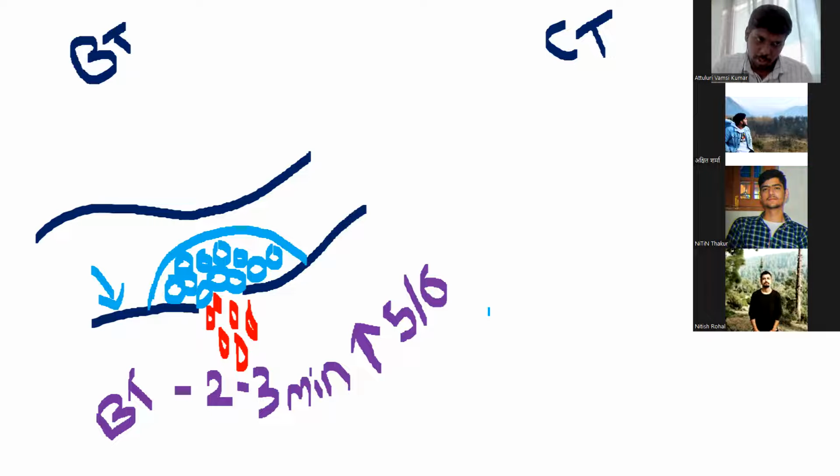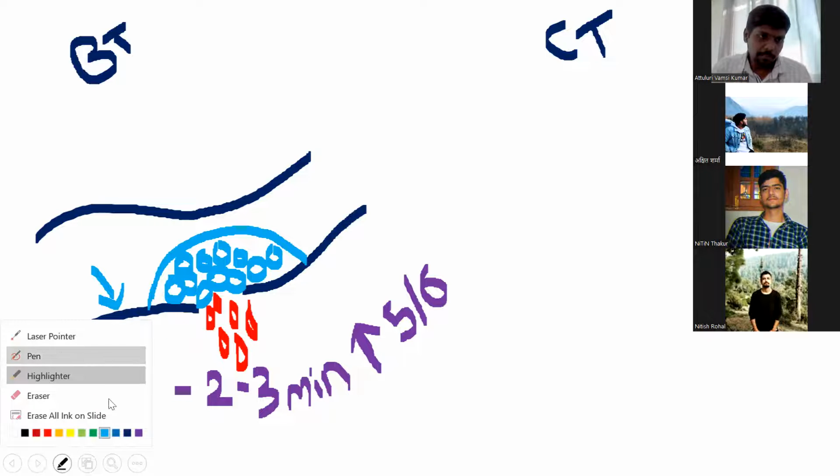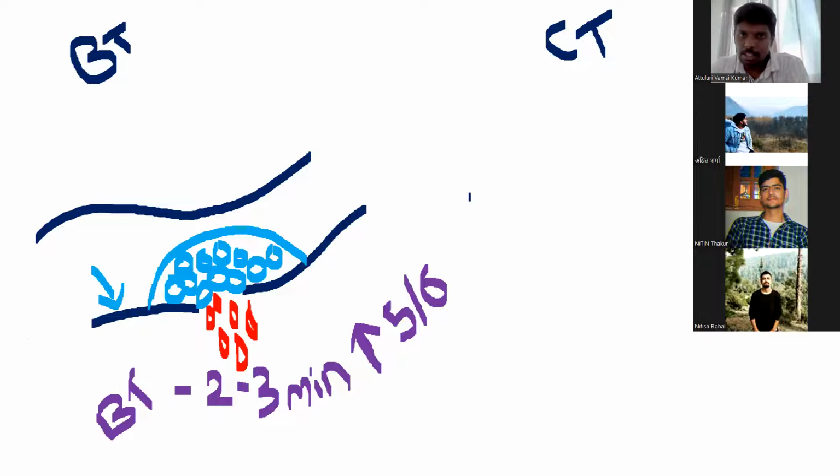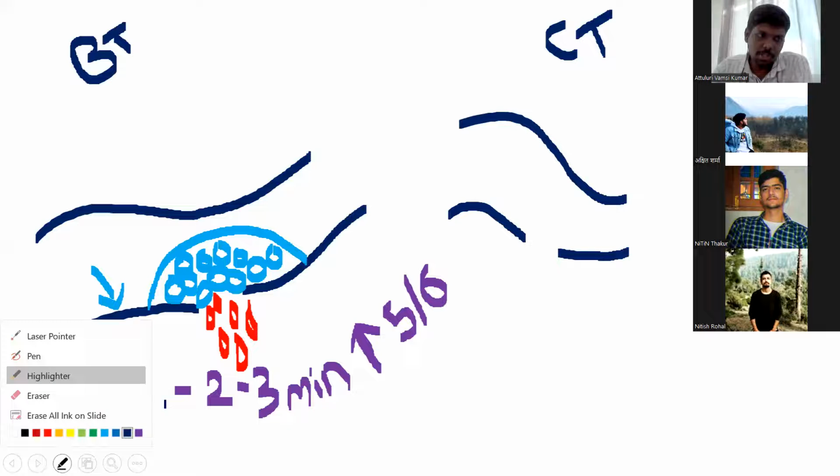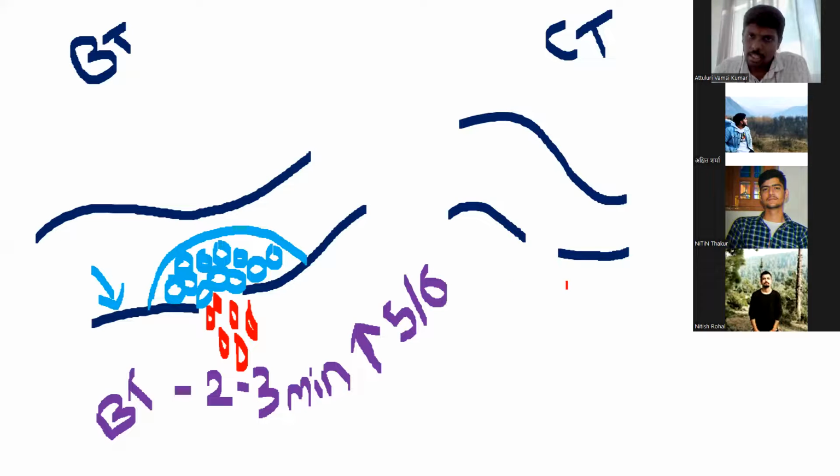Let me draw a blood vessel again. So this is a blood vessel. As usual, whenever there is damage to the blood vessel, the bleeding has started. Now, as usual, our platelets came to the site of damage and blocked it. Now they made this primary platelet plug.